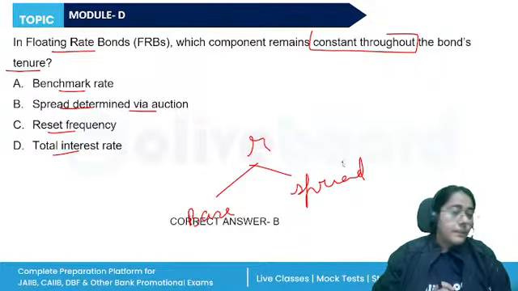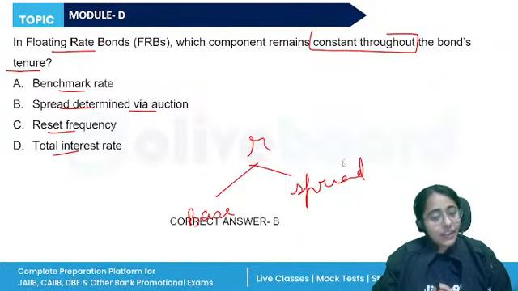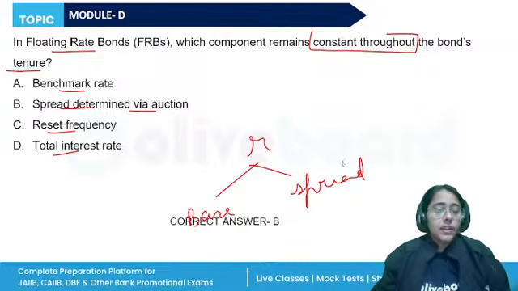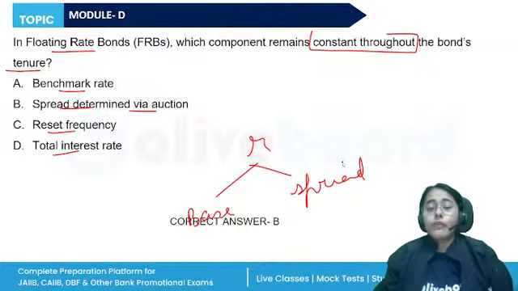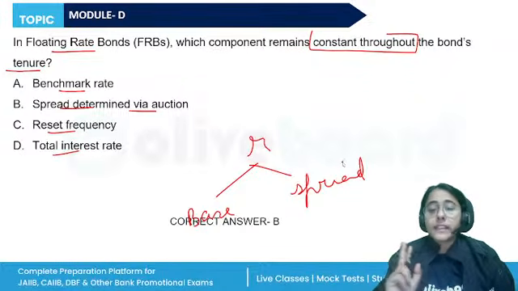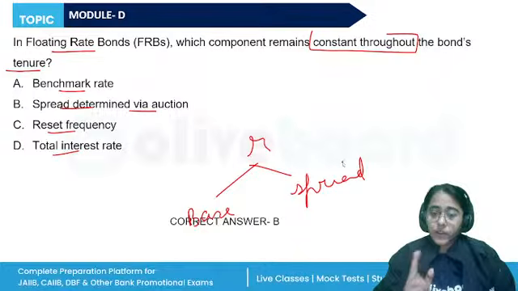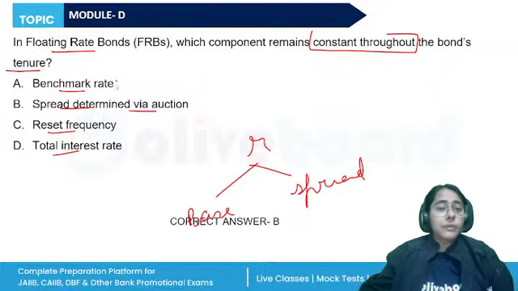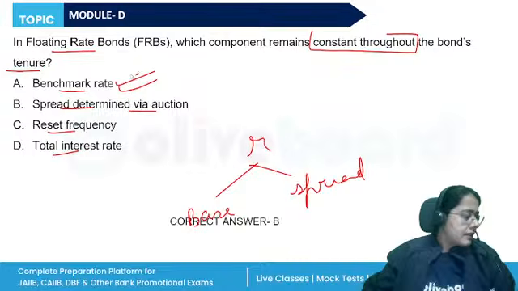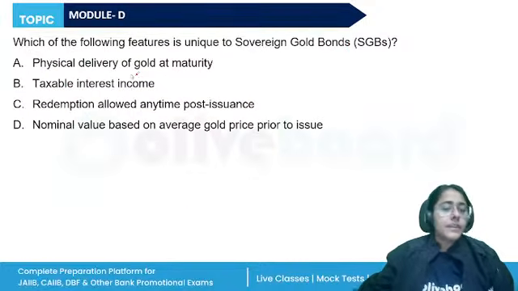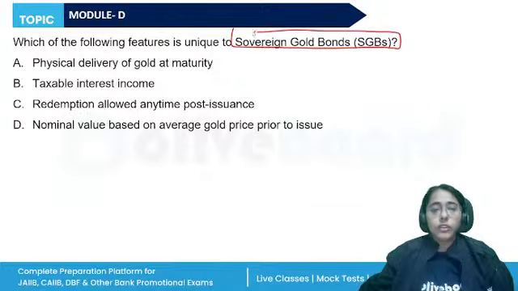So who answered B? Spread determined via auction is correct. All right. So when are we going to buy such a floating rate bond? When the rates are low and they're expected to rise in the near future. The change is dependent on the benchmark rate, so the benchmark rate is obviously going to change. The spread remains stable.